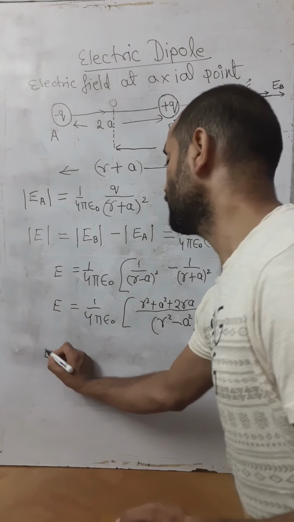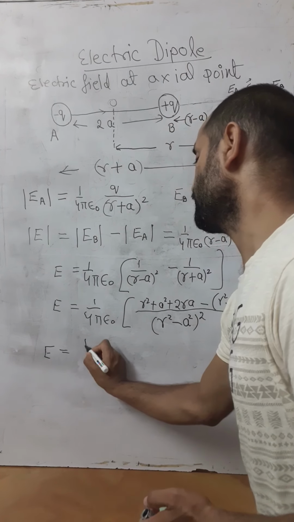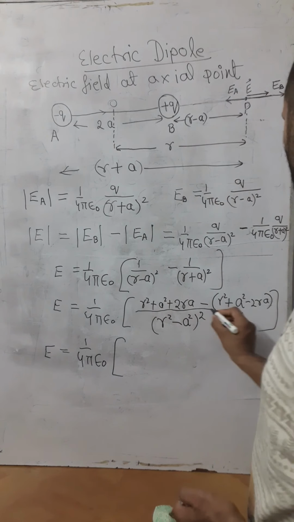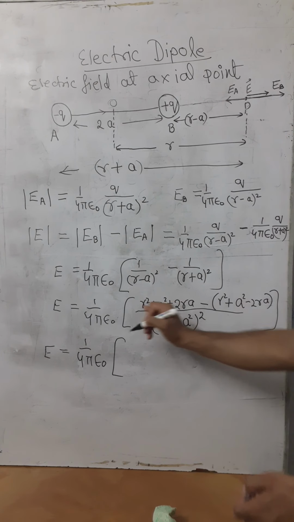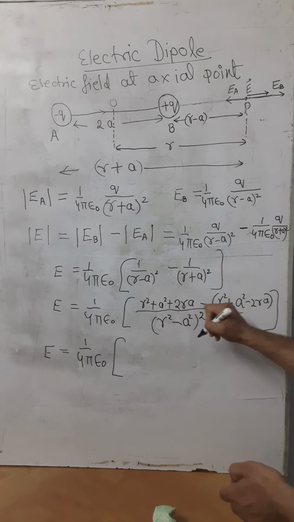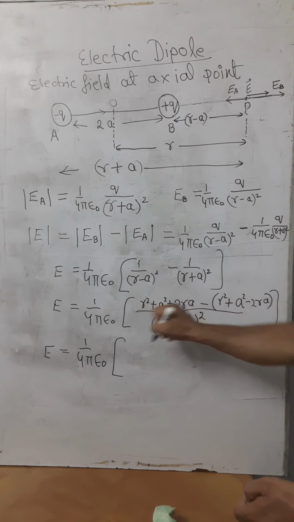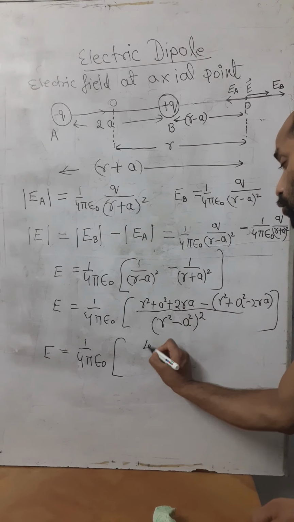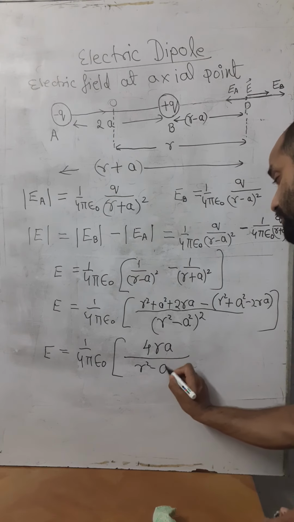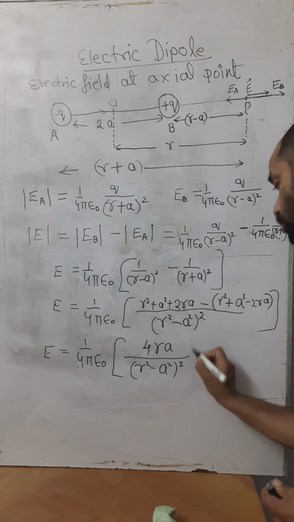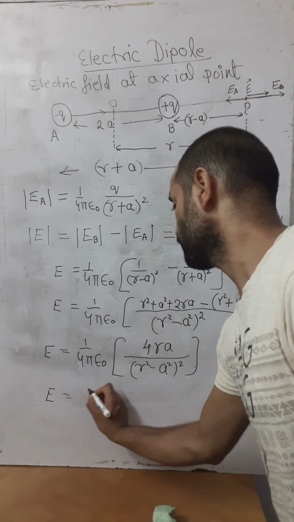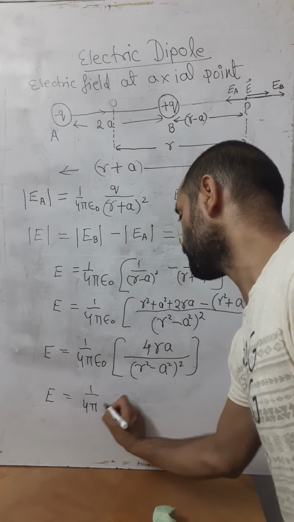Now the electric field would be 1 by 4 pi epsilon naught. What would be cancelled? R square and R square cancelled, A square and A square cancelled, 2RA plus 2RA, minus and minus become plus. So 2RA plus 2RA, that is 4RA upon (R square minus A square) whole square. So the electric field would be 1 by 4 pi epsilon naught.